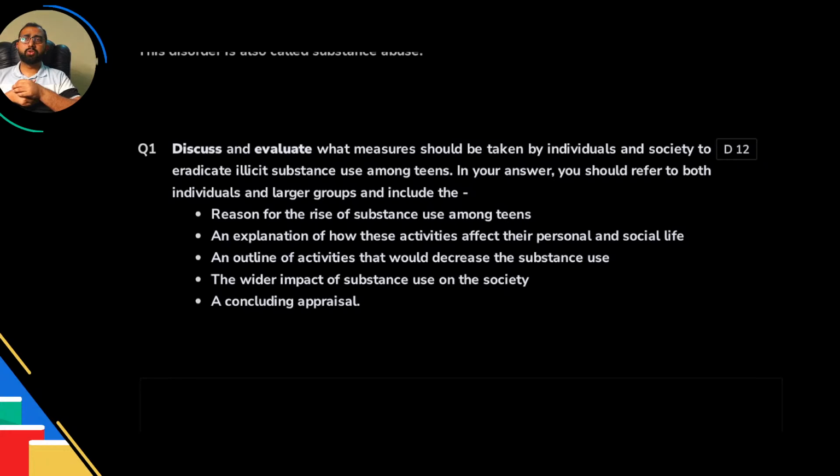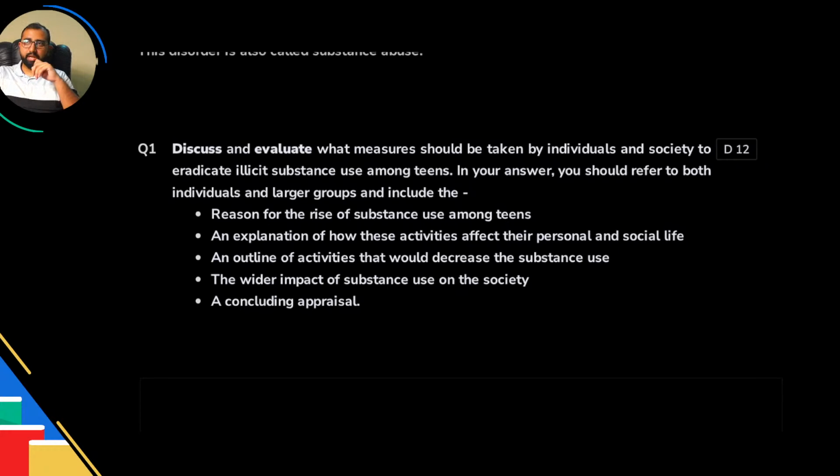So talk about what activities you can do and how they will affect people's personal life and social life. Maybe people are resorting to these things because they are lonely, so they should go out, meet more people, and start sports or some physical activity that allows them to not focus on this. So give an account of the activities that will lead to this.